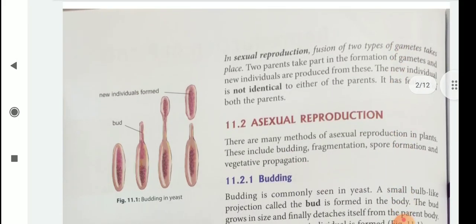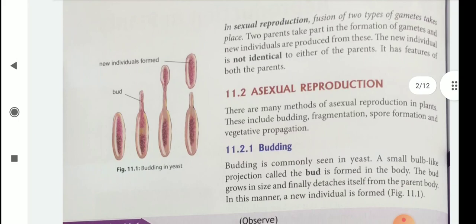In sexual reproduction, fusion of two types of gametes takes place. Two parents take part in the formation of gametes and the new individuals are produced from these. The new individual is not identical to the parents. It has features of both the parents. Now, asexual reproduction. There are many methods of asexual reproduction in plants. These include budding, fragmentation, spore formation and vegetative propagation.